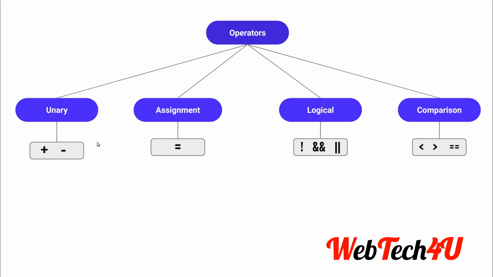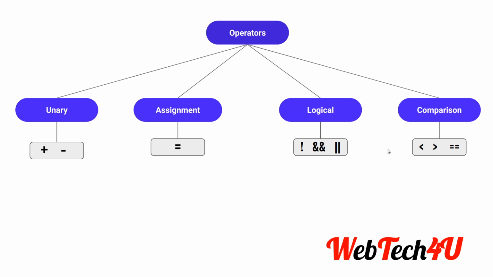Suppose you want to perform some mathematical operation, then you will use the unary operator in that case. Suppose you want to initialize a variable or assign a value to any variable, then you will use the assignment operator. Suppose you want to check a particular condition like your user's age should be greater than 18 and the user must have a voting card, then you are allowing your user to vote.